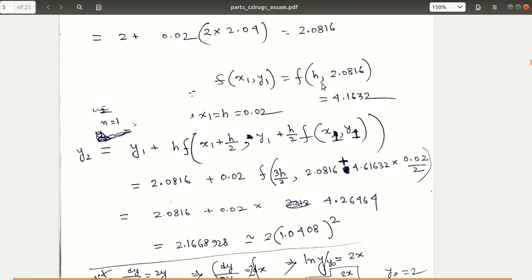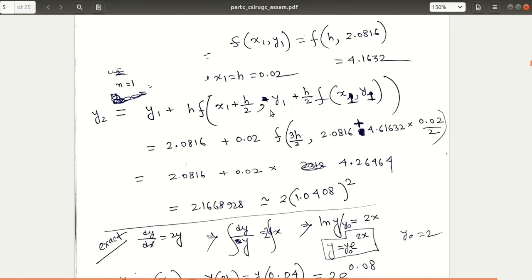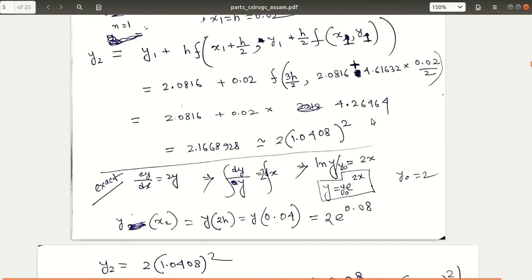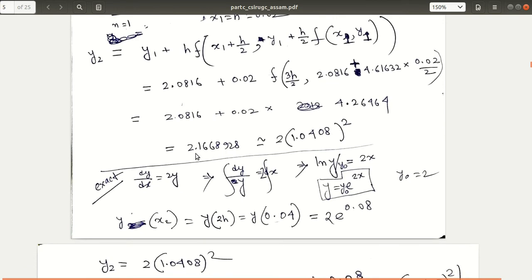Now you need to calculate the value f of x1 comma y1, and it will give you 4.1632. And y2 is y1 plus h into f of (x1 plus h by 2, y1 plus h by 2 into f of x1 comma y1), and if you substitute the values, it will give you 2.1668982, which is almost equal to 2 into 1.0408 whole square.